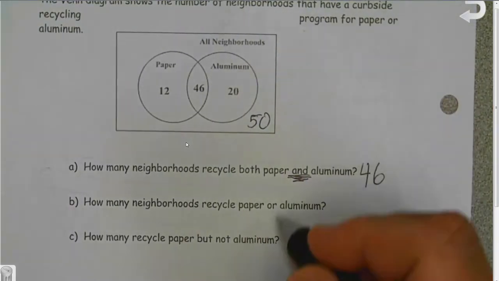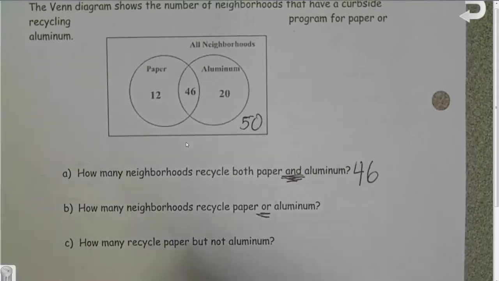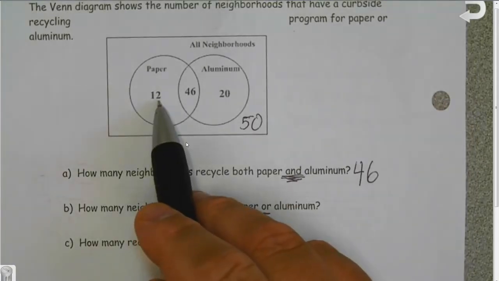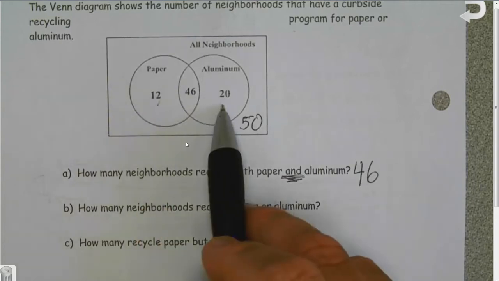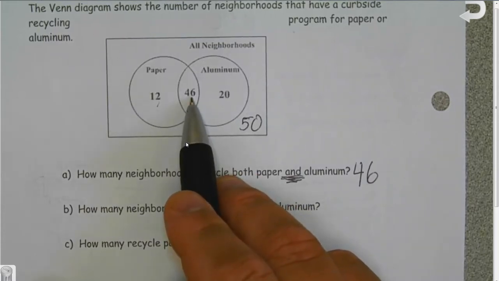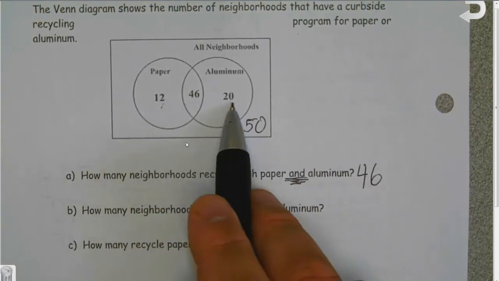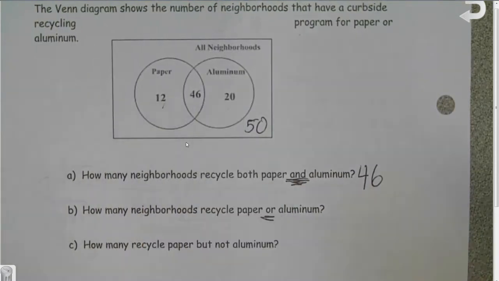But then this question of "or" comes up. And it's how many neighborhoods recycle paper or aluminum? And what you have to ask yourself is, does this recycle paper or aluminum? The answer is yes. Does this group recycle paper or aluminum? Answer is yes. Does these people recycle paper or aluminum? And the answer is yes. Just because they recycle both doesn't mean they don't do just one. And we talked about that with the 30 days example earlier in class this week. So since the answer is yes to all three of these, for "or," you're going to add all three numbers together.